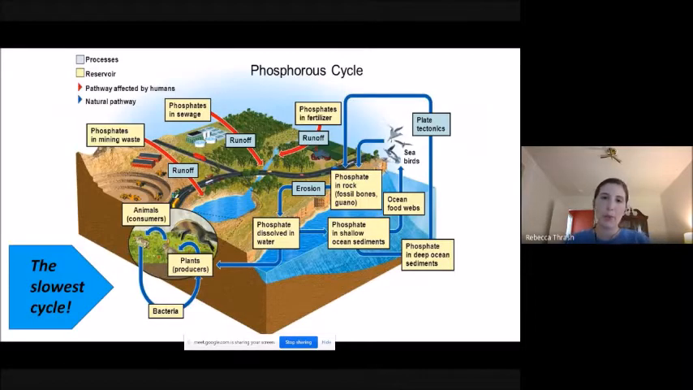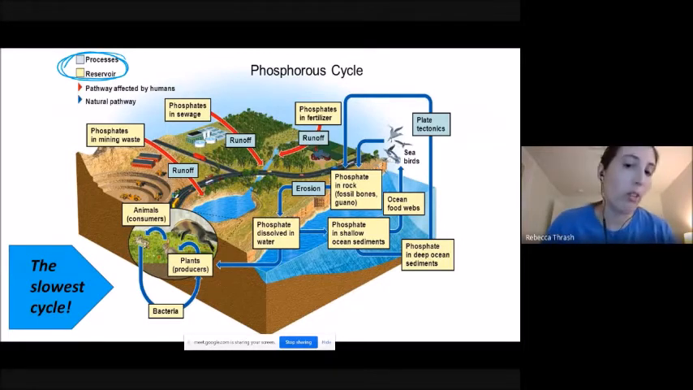All right, so let's kind of move on to the phosphorus cycle. Again, you've got pathways here that are natural. They just occur within nature. And then you've got pathways that are affected by humans. Here's another thing that we're going to really focus on when it comes to phosphorus and also nitrogen: the reservoirs. So where is it that phosphorus, nitrogen, carbon, water, where is it stored, either long-term or short-term?